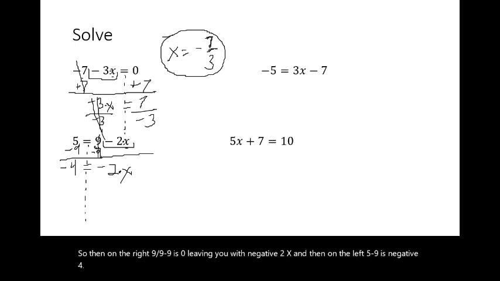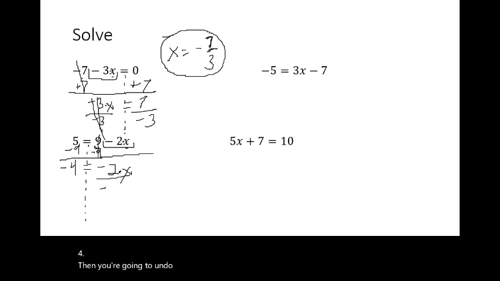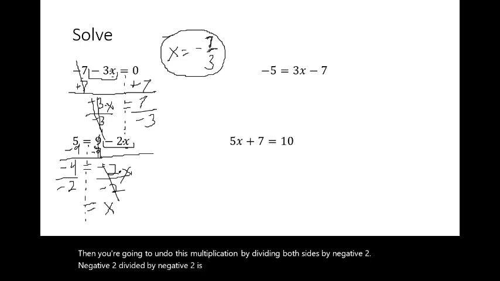Then you're going to undo this multiplication by dividing both sides by negative 2. Negative 2 divided by negative 2 is 1, leaving you with 1x equals negative 4 divided by negative 2, which is positive 2. So x equals 2 is your final answer.